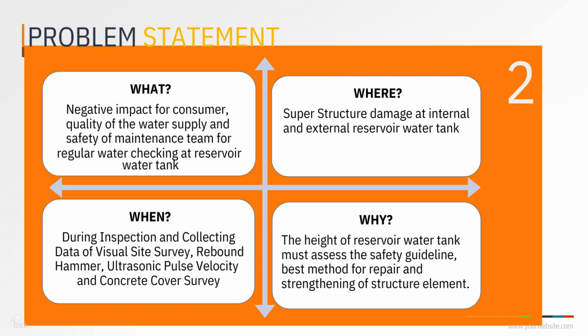The second problem statement is the negative impact on the consumer quality of the water supply, and the safety maintenance team needing regular checking of the reservoir water tank. Where there is superstructure damage at the internal and external reservoir water tank, during the inspection and data collection by visual survey, we use the NDT rebound hammer, UPV, and concrete cover survey.